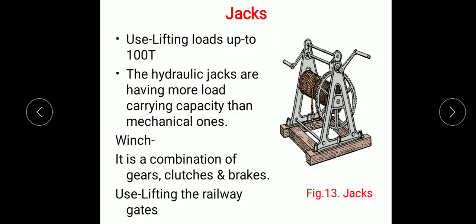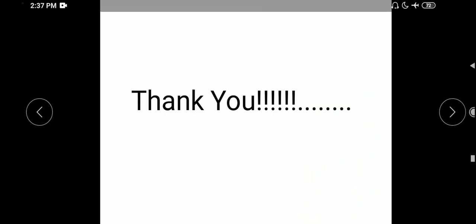So this is about the various types of lifting equipment. With this we will stop here. Continue in the next lecture with a new point. Thank you.